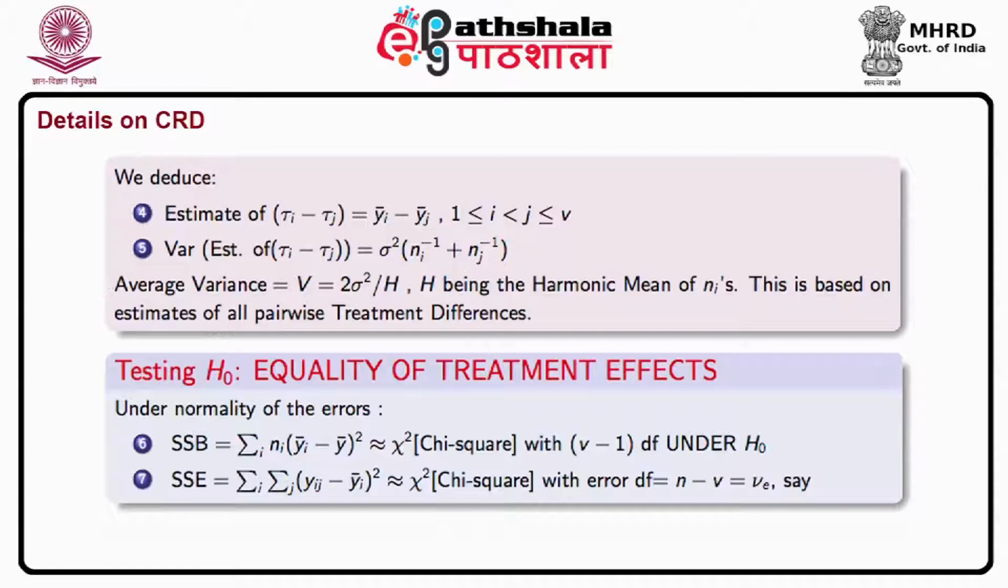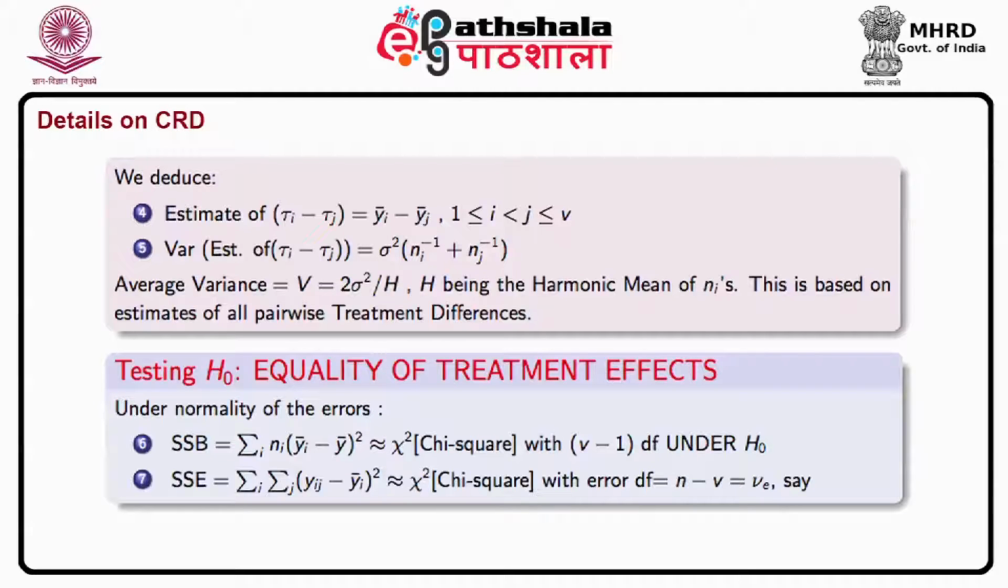Let me give a historic note here. In the 1940s, precisely maybe 43 or 45, Kempthorne came up with this expression for the average variance of the estimates of all pairwise differences in the context of a CRD, in the form of 2 sigma square over capital H, capital H denoting the harmonic mean of the replication numbers. He gave that expression. It came up in the literature for the first time.